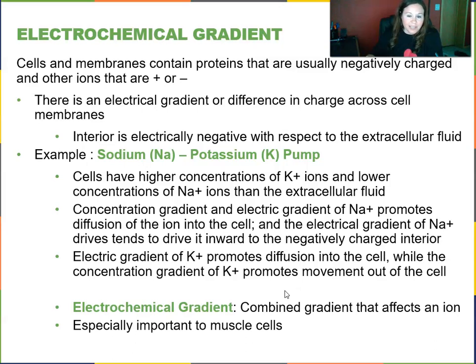So cells tend to have higher concentrations of the potassium, or the K+ ions, and lower concentrations of the sodium ions. So we usually have more potassium inside the cell than outside. More sodium is outside of the cells. And we want to try to maintain that in order to maintain our electrical gradient.